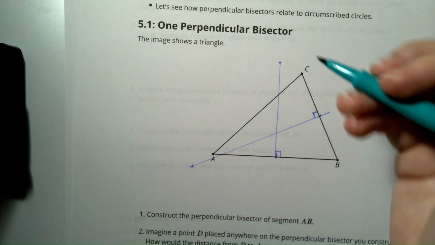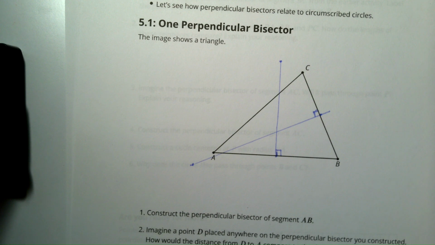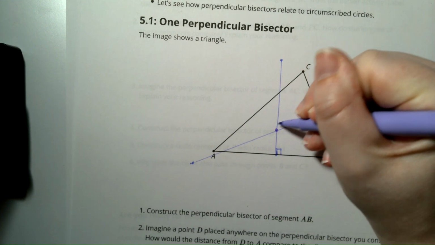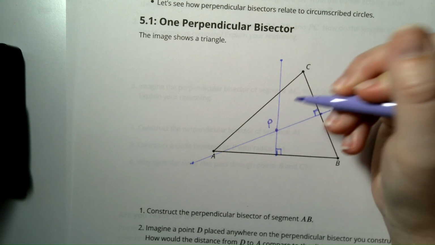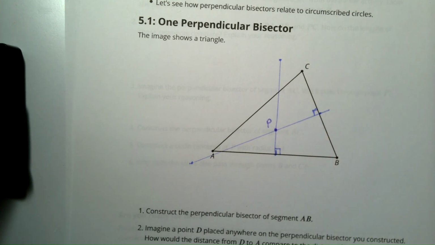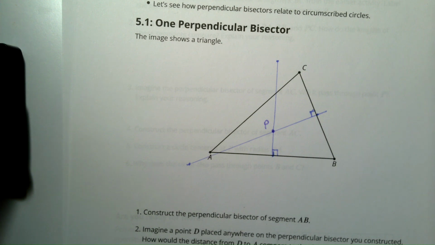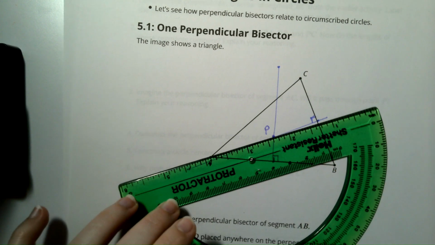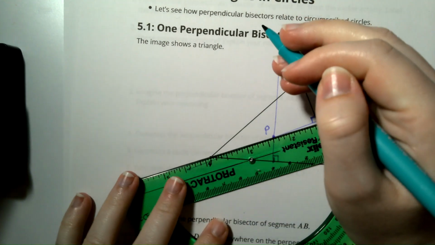It wants us to draw, oh, and I forgot that this point right here, we're calling that P, where those two perpendicular bisectors intersected. And now we're drawing PA, PB, and PC. So PA, just want to connect those. I'm using my different color here.